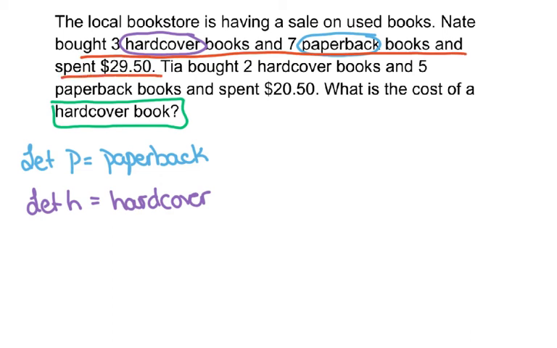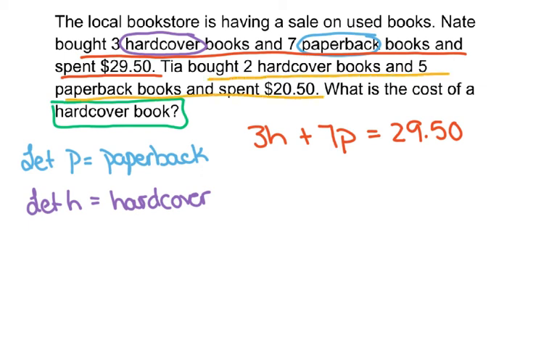So our first one is 3 hardcover books, so 3H plus 7 paperback for a total of $29.50. My next one is with Tia. So Tia bought 2 hardcover plus 5 paperback and spent $20.50.